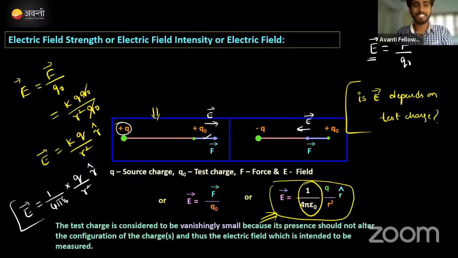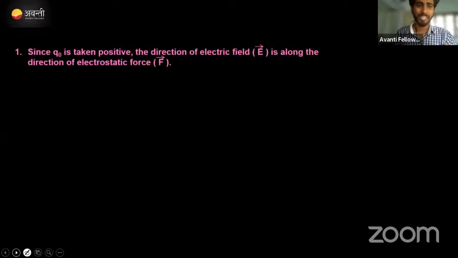Look at here. The test charge is considered to be vanishingly small because its presence should not alter the configuration of the charges, and thus the electric field which is intended to be measured. Means test charge का value बहुत कम होता है. That's why we are not considering the test charge's electric field lines. Clear? And then we'll move on to the next factor.